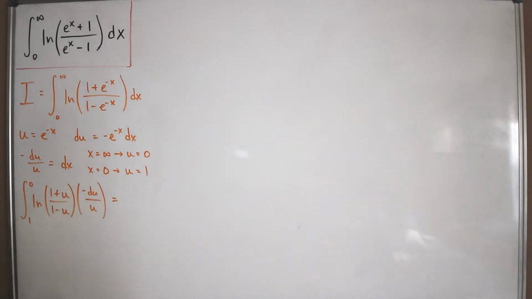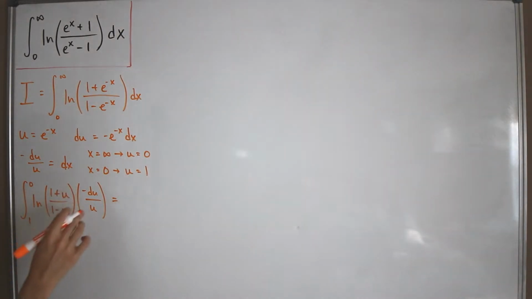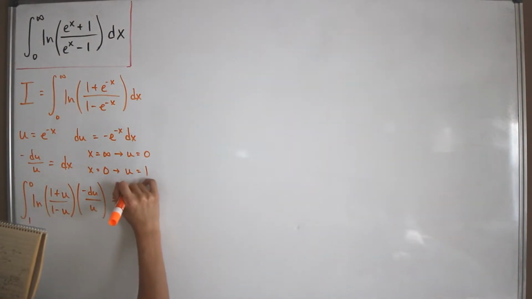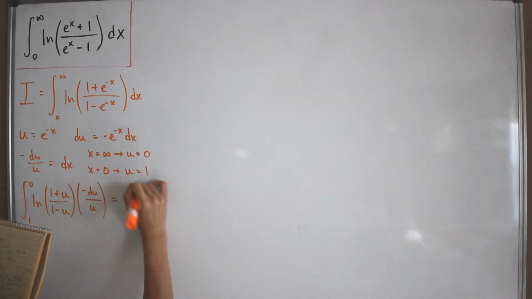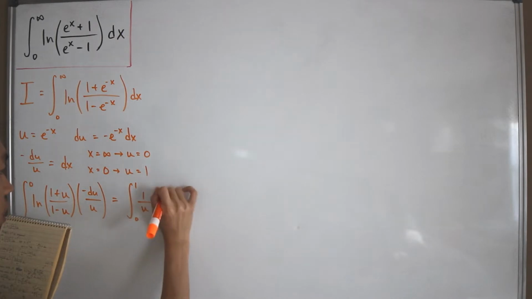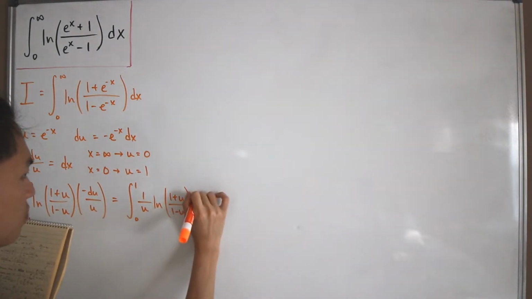We can fix this up a little better. For one, we can switch the bounds of integration. That becomes negative, and then that negative will cancel out. And I'm going to move the 1 over u to the front of the natural log as well. So this is going to become our new integral from 0 to 1 of 1 divided by u multiplied by the natural log of (1 + u) divided by (1 − u), du.